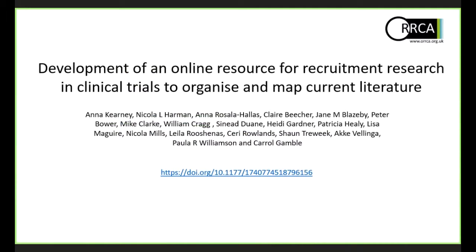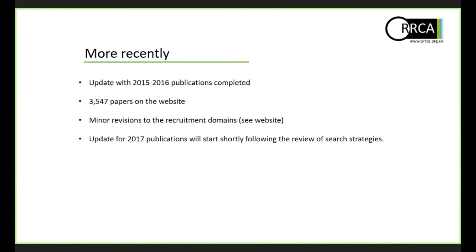Now, obviously, many of you will be aware that actually it takes time to get articles published. So whilst this has been going through the publication process, we have actually updated the ORCA website with 2015 and 2016 publications. And now there's 3,547 papers on the website that you can search against different health areas, different genders of patients, etc. And you can really hone down and try and find specific papers that you might be interested in.